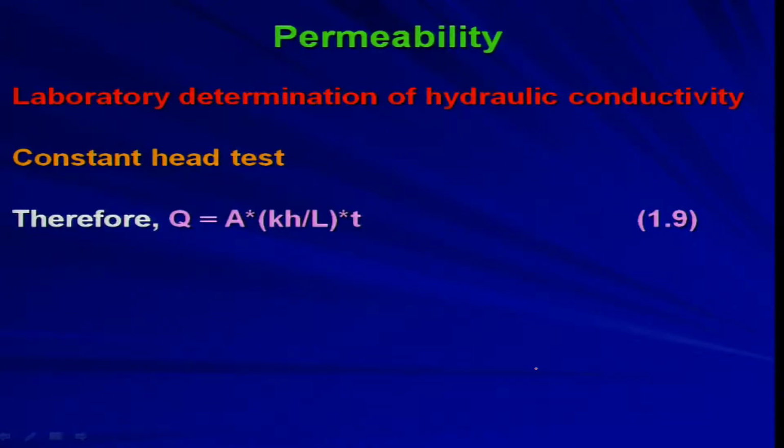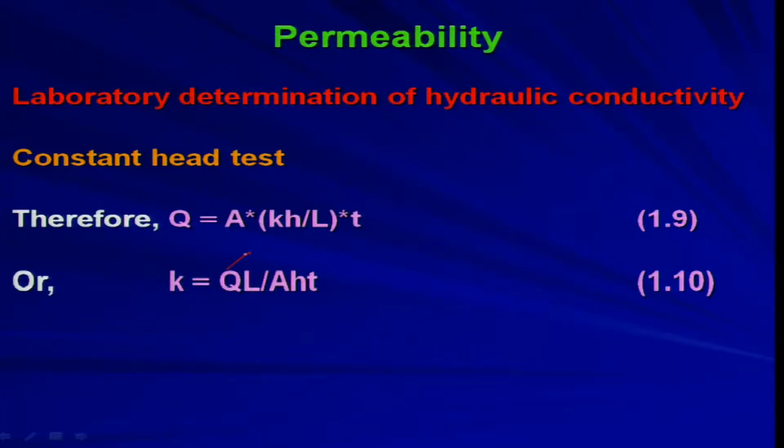Now, therefore, Q can be written as k into A into, instead of i, you can write h by L, into t. Or we can write k, that is the coefficient of permeability or the hydraulic conductivity, is equal to Q into L divided by A into h into t.